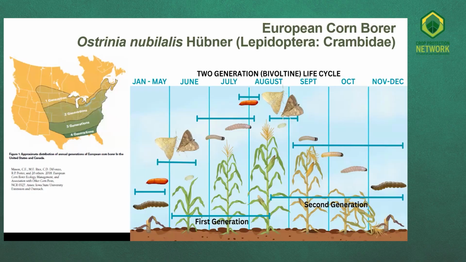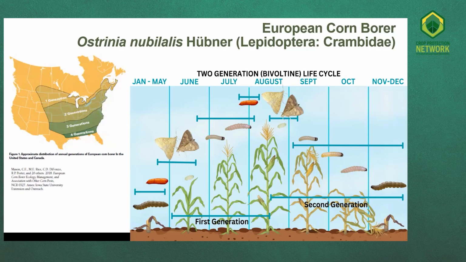It's interesting to note that depending on the latitude of your location, we have multiple generations of corn borer. In southern Canada, we have 1 to 2 generations per year, but as you go further south into the US, you could have 3 to 4 generations. And the graphic on the right shows what a 2-generation population, or a bivoltine population, of European corn borer would look like.